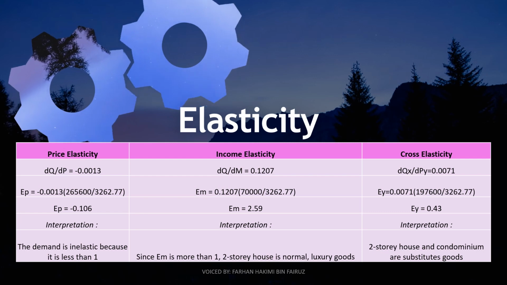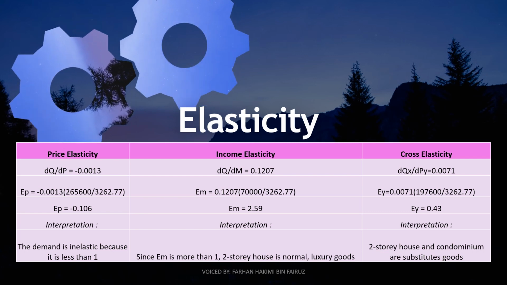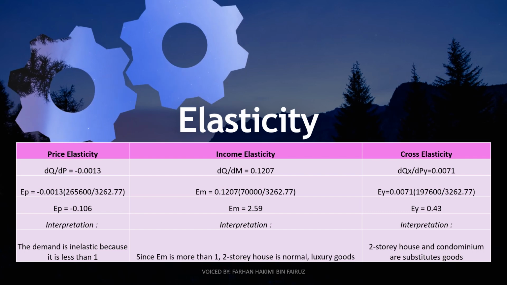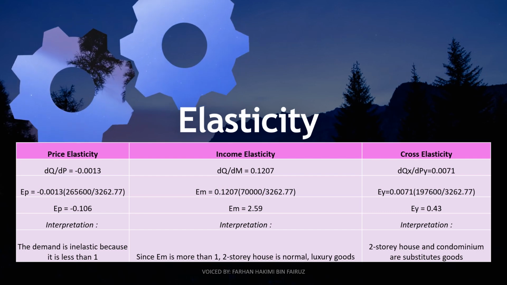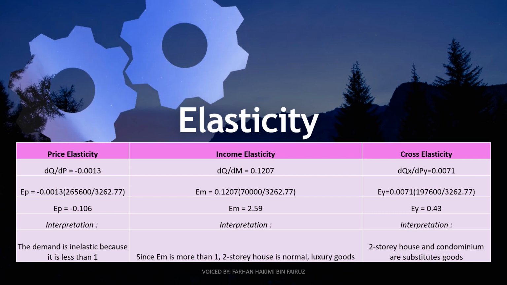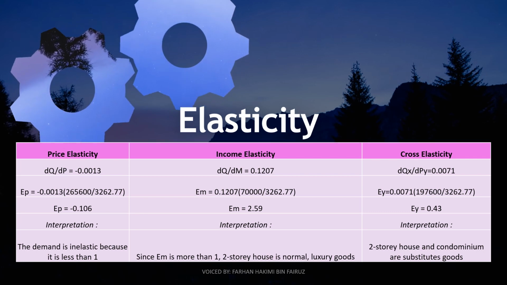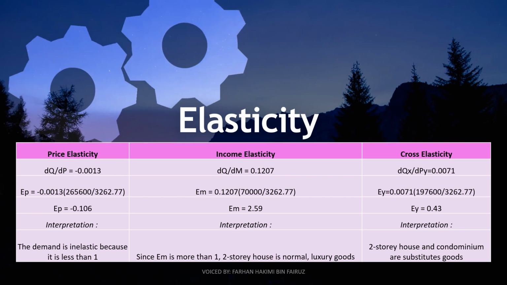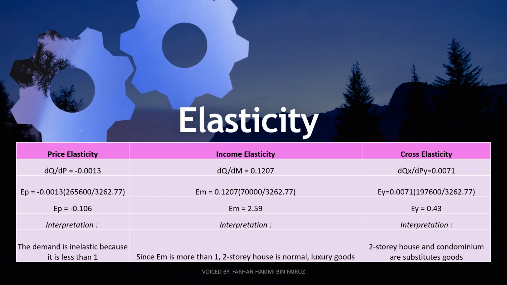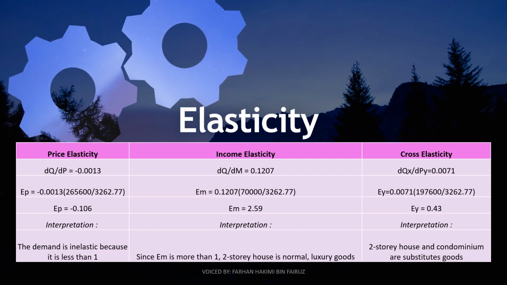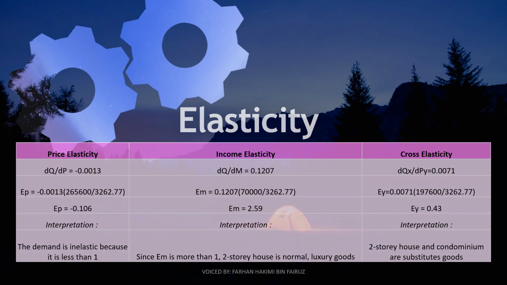Lastly, for cross elasticity, we use the value 0.0071 which we got from our demand equation, which is the coefficient of the price of a condominium unit. We substitute the value into our cross elasticity formula. We will get the value 0.43. By this value, we can interpret by saying two-story house and condominium units are substitute goods.